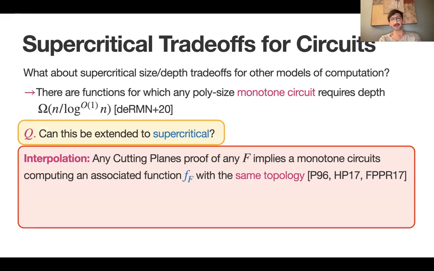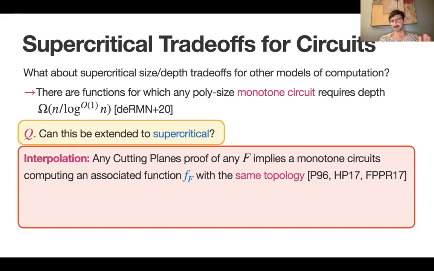And one thing you might be wondering is whether such a supercritical trade-off just follows immediately from our supercritical size depth trade-off for cutting planes using the method of feasible interpolation. So feasible interpolation basically connects cutting planes proofs to monotone circuits. It shows that any cutting planes proof of an unsatisfiable CNF formula implies a monotone circuit computing some associated function with the same topology, that is the same size and the same depth.